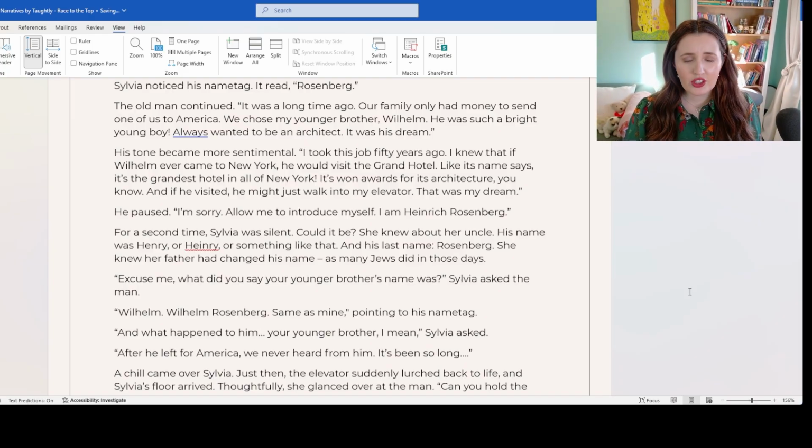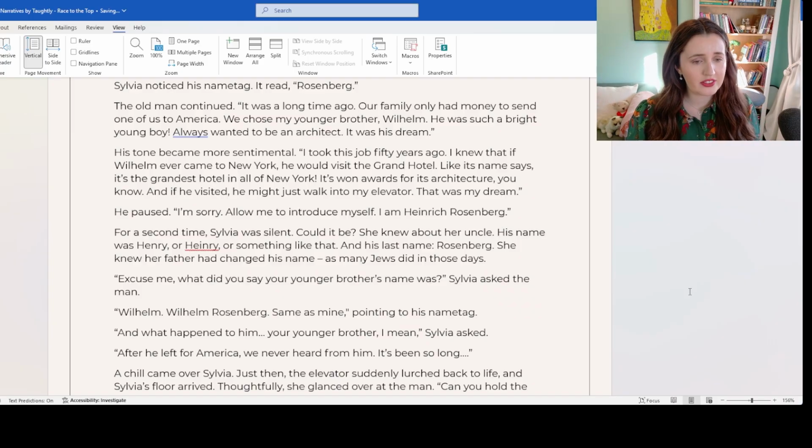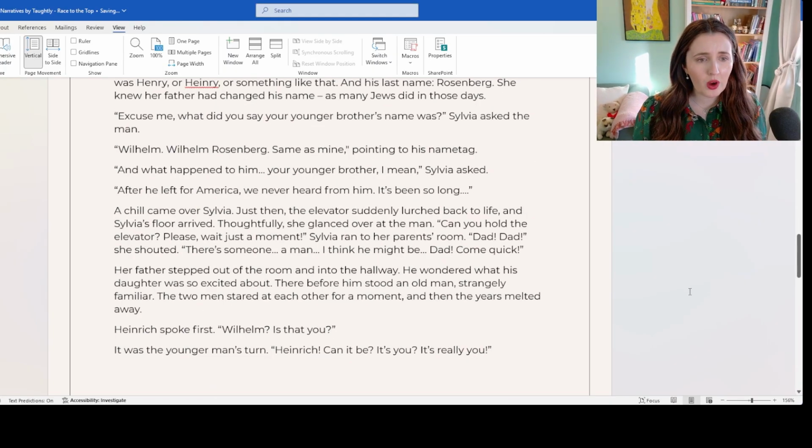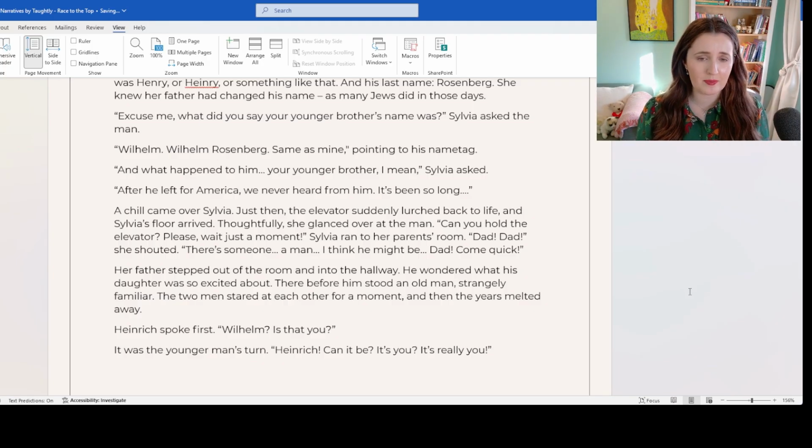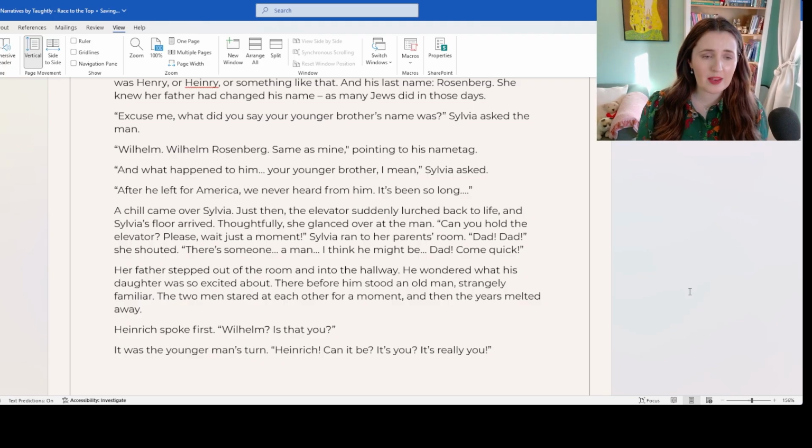For a second time, Sylvia was silent. Could it be? She knew about her uncle. His name was Henry or Heinrich or something like that. And his last name, Rosenberg. She knew her father had changed his name, as many Jews did in those days. "Excuse me, what did you say your younger brother's name was?" Sylvia asked the man. "Wilhelm Rosenberg, same as mine," pointing to his name tag. "And what happened to him? Your younger brother, I mean," Sylvia asked. "After he left for America, we never heard from him. It's been so long." A chill came over Sylvia.